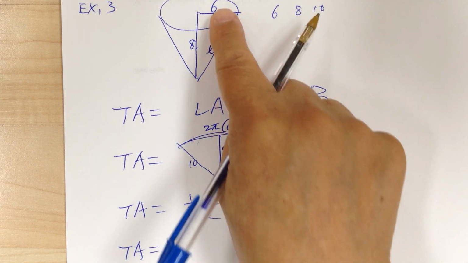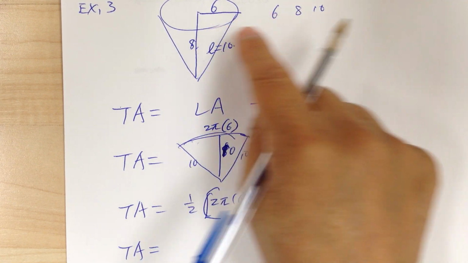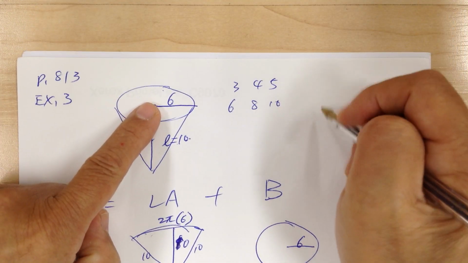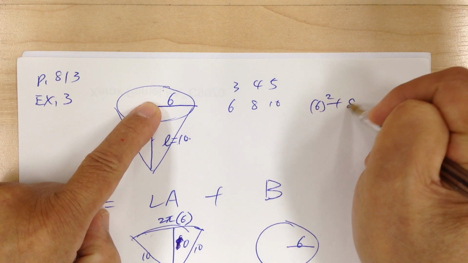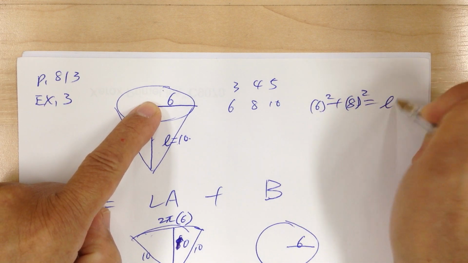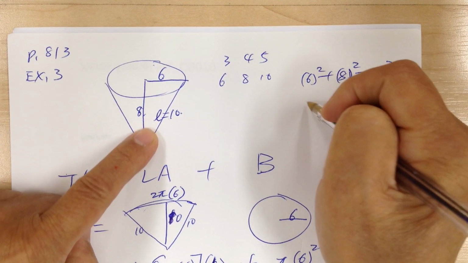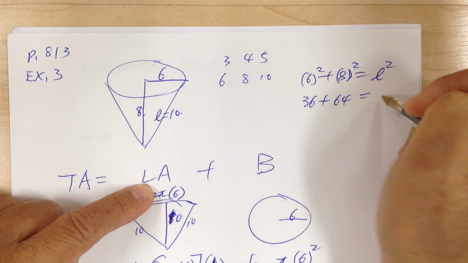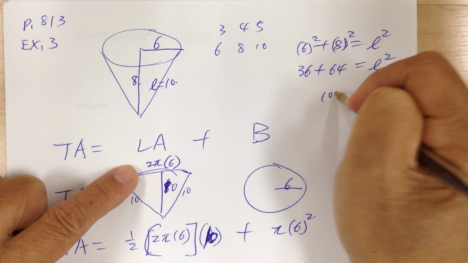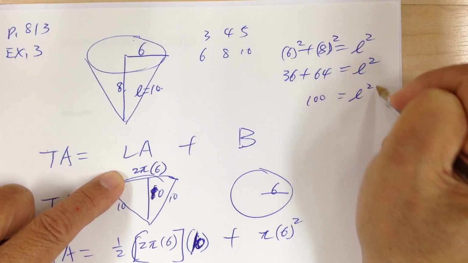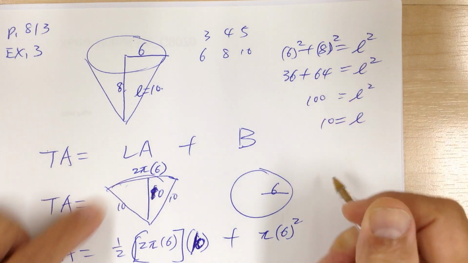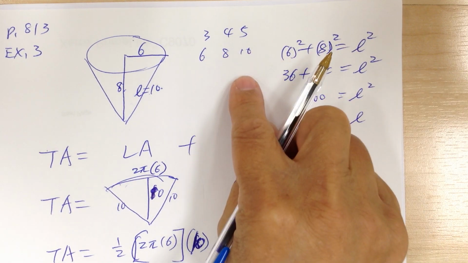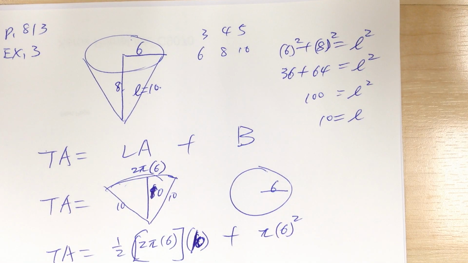Now again, if you don't know your Pythagorean triple, you have to use the Pythagorean theorem. Okay, you have to go a squared plus b squared equal to L squared, right? And then you have to go 36 plus 64 equal to L squared. You're going to get 100 equal to L squared, so L equal to 10. Okay. But make sure you know your triple. It's going to save you a lot of time.